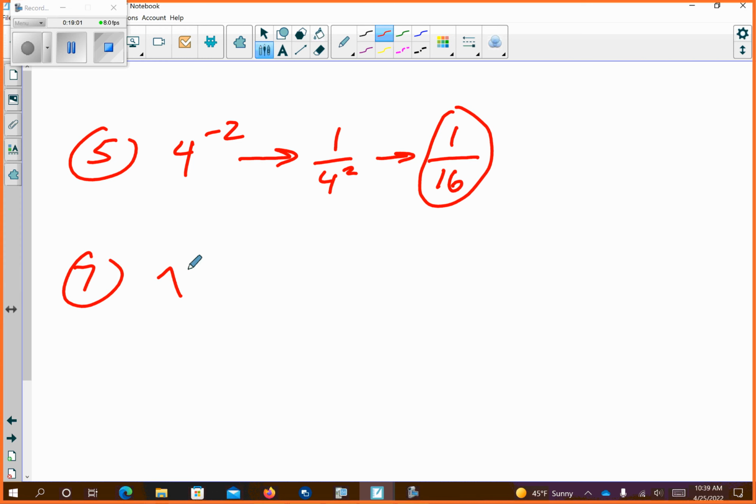Number 7, I get x to the 5th, y to the -3. Which value needs to move? The y. It's going to move to the bottom. Moves to the bottom, the exponent changes signs then. Seem okay so far?